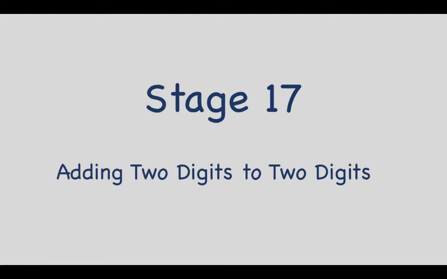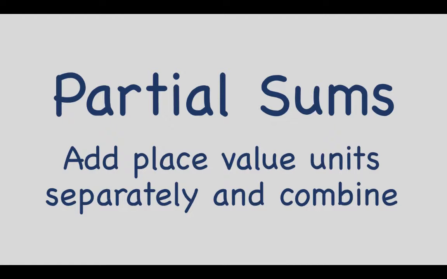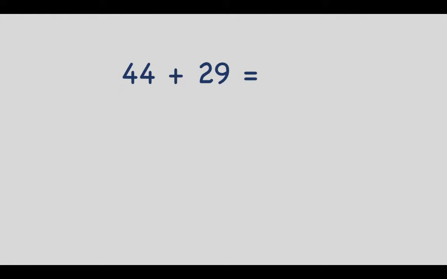When students have mastered adding one digit to two digits, they are ready to tackle problems involving two two-digit numbers. The most common strategy for these types of problems is partial sums. In this strategy, we add place value units, ones, tens, separately, and then combine these partial sums to obtain the sum. For example, consider the problem 44 plus 29.